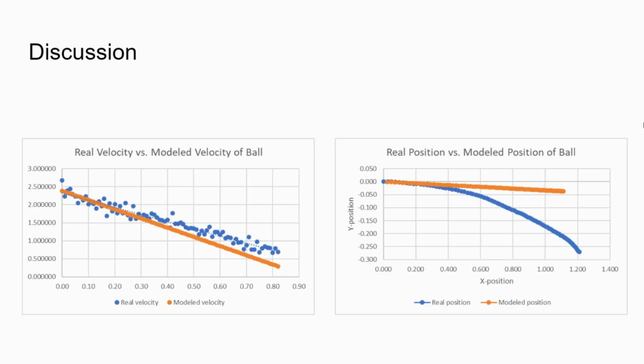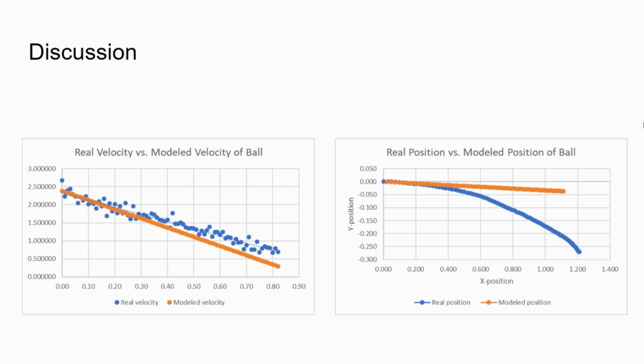Overall, the model accurately predicted the magnitude of the ball's velocity. It predicted that the ball would slow more than was observed, but it overall stuck close to the real data points. On the other hand, the model was not very accurate in predicting the position of the ball in 2D space. The model predicted that the ball would stay mostly along a linear path rather than take a right turn like the real ball did.